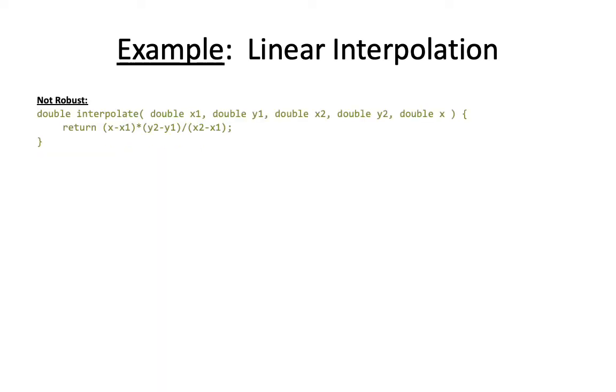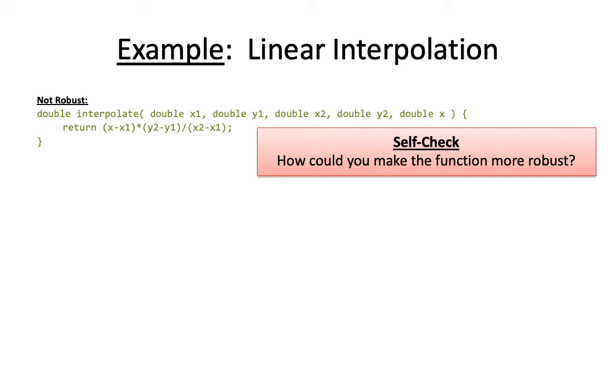So let's take a closer look at this. Here's the function that I wrote. How could you make the function more robust? Now remember, what does it mean for a function to be robust, and how can you make it more robust? I'd like you to stop here, pause, and think back to what it means to be robust, and then continue on with me afterwards.